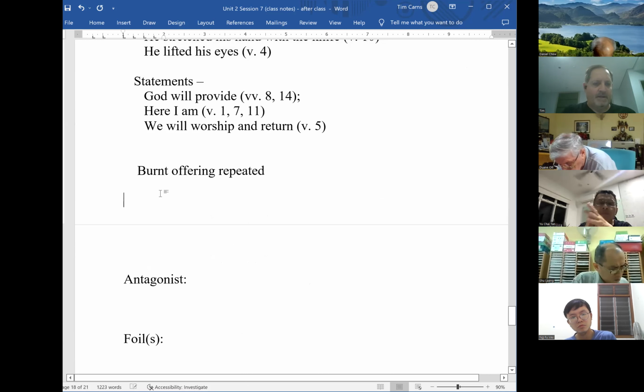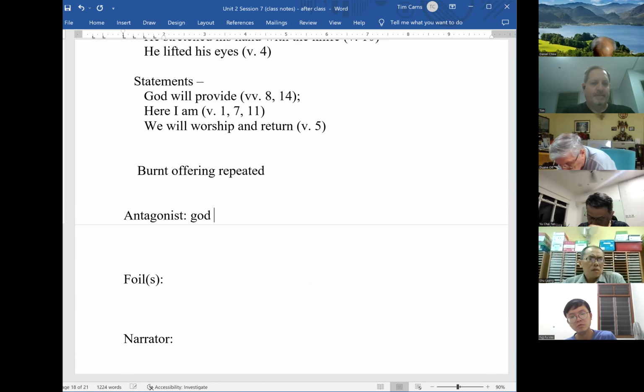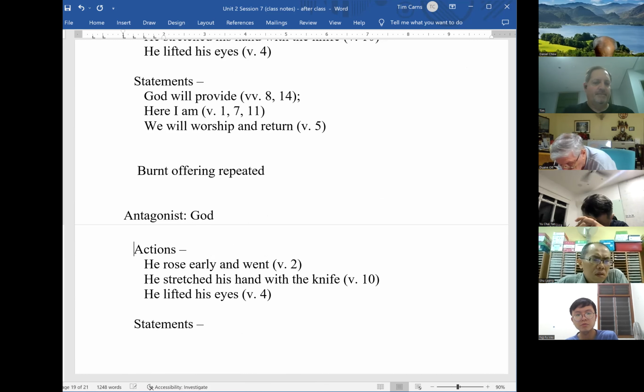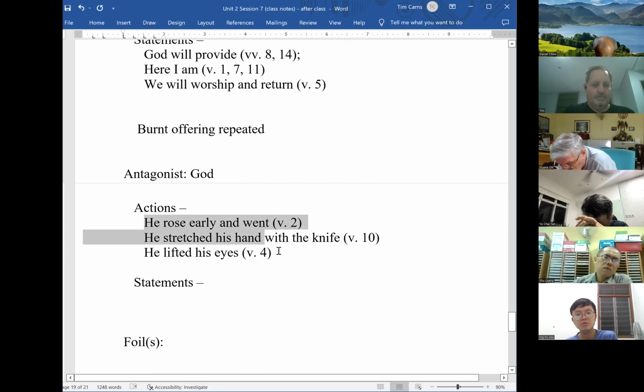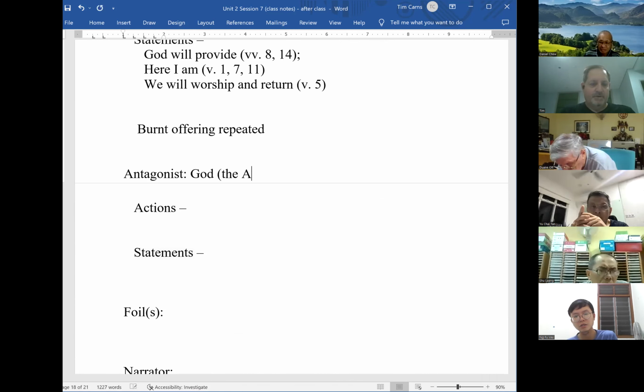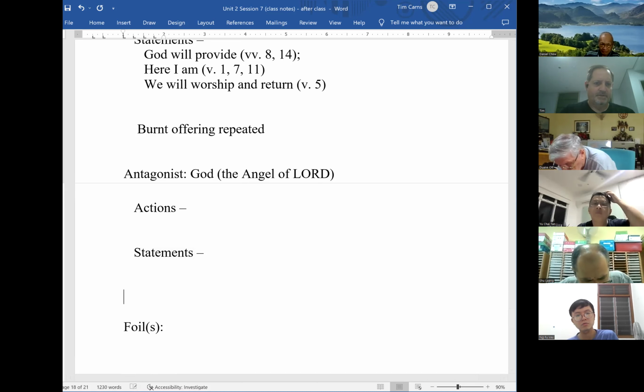How about for the antagonist? In this case, again, we're saying God is the one who introduced the problem for Abraham. What are some key actions and statements by God here? And we can include with this, since we know the angel of the Lord is the Son of God incarnate, he's part of this. Any statements or actions that stick out to you guys?